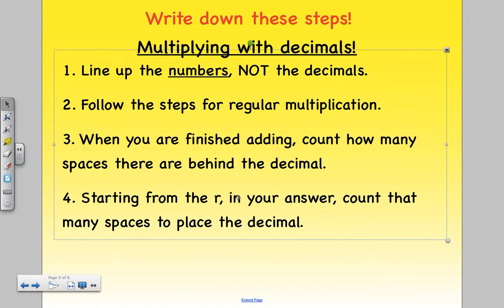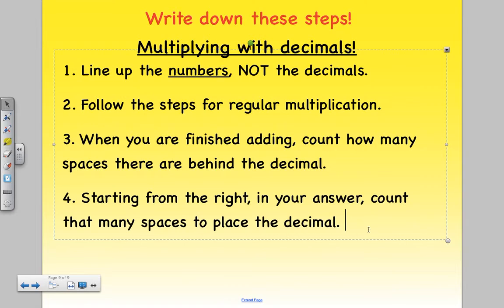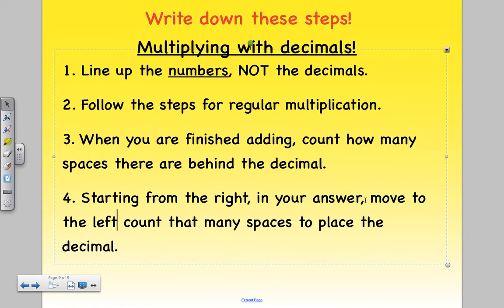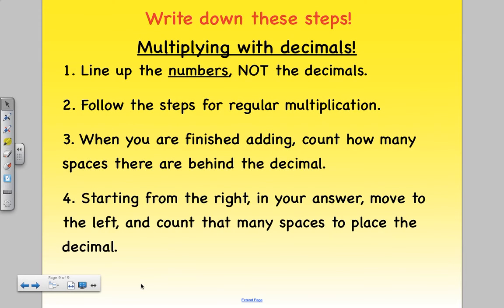right, in your answer, count that many spaces to place your decimal. Okay, so starting from the right, in your answer, move to the left and count that many spaces to place the decimal. So like I said before, if I had 4 decimal spaces in my problem, I would start at the right and I would move my decimal point 4 places to find out where it needs to go. So again, you are writing these steps down for your notes. This finishes multiplication video 3.